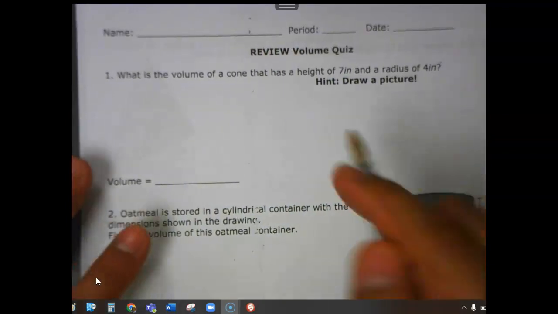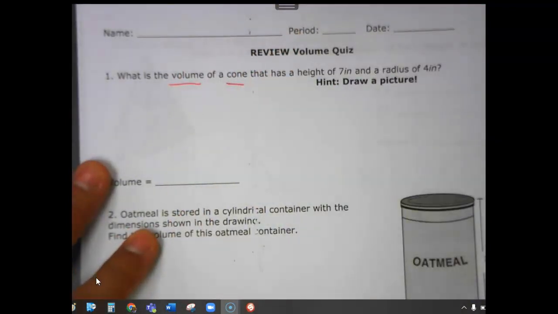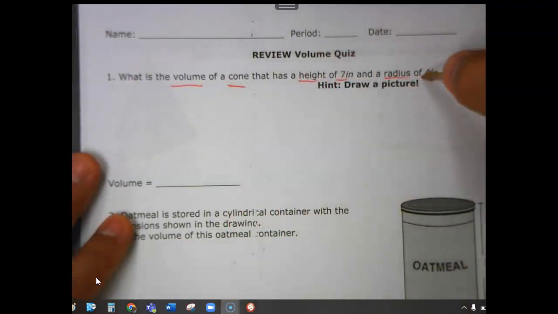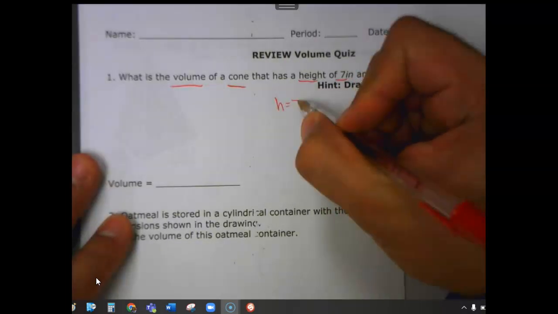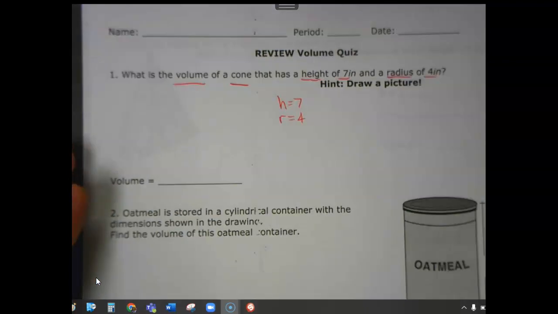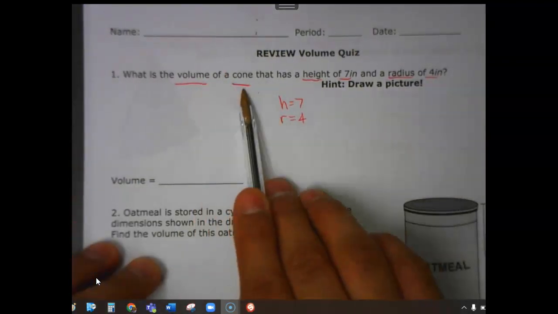First thing it says is, what is the volume of a cone? It says the height is 7, the radius is 4. So h equals 7, r equals 4. Cool. Now, what we need to know is the formula for the volume of a cone.